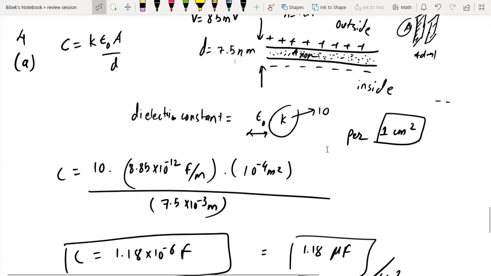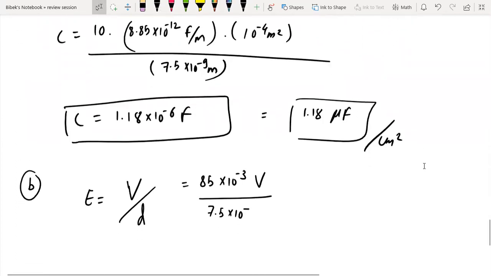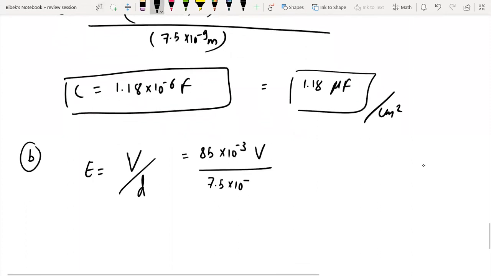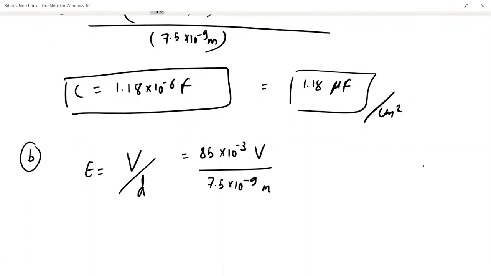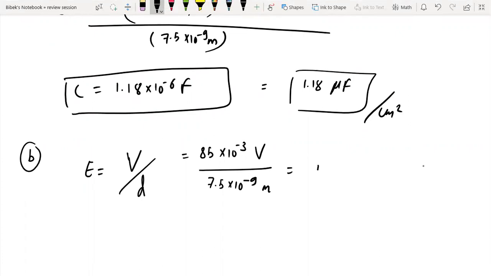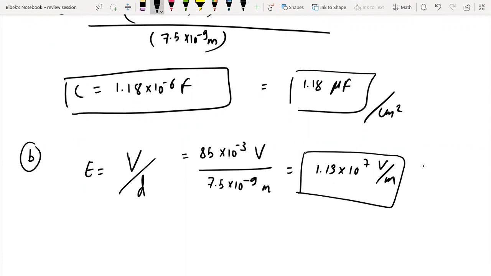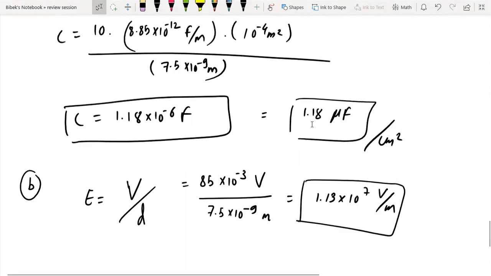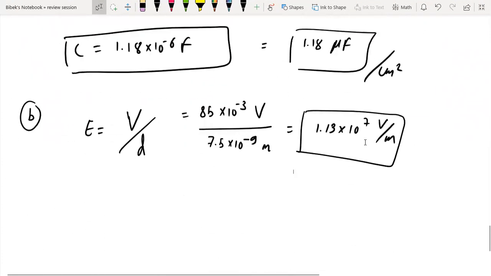Yes, a nanometer, now it makes sense, because a millimeter is very large for a biomembrane. Nano stands for 10 to the negative 9. So if you do that, you'll get 1.13 times 10 to the 7 volts per meter. See how large the electric field is, even though this structure is very small.